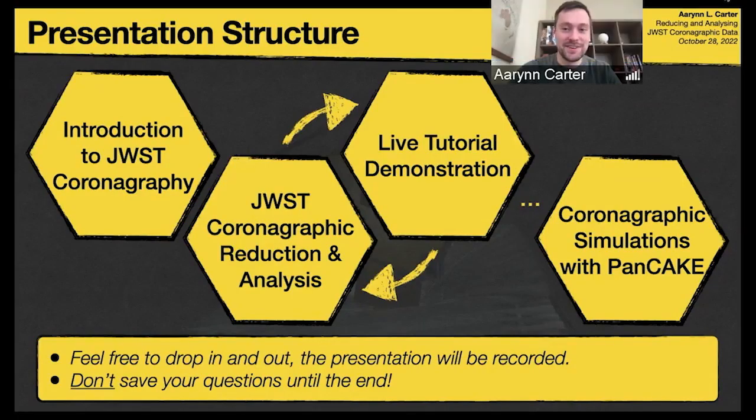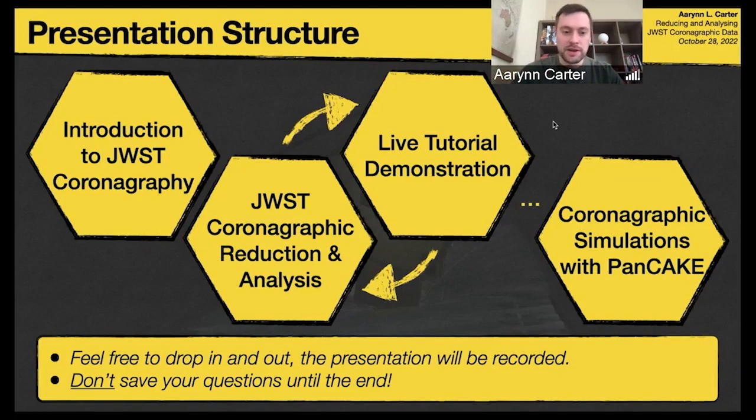So yeah, at the start, I'll just give an intro to JWST coronagraphy and make sure everyone's got a rough, similar foundation to what we'll be talking about. And then after that, I'm really going to spend the bulk of the talk talking about how to reduce and analyze JWST data with spaceKLIP. And I'll be swapping back and forth between a sort of live tutorial demonstration. I might not do everything live. I have some files I'll show you.